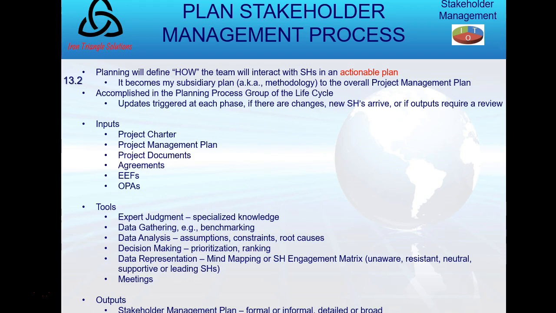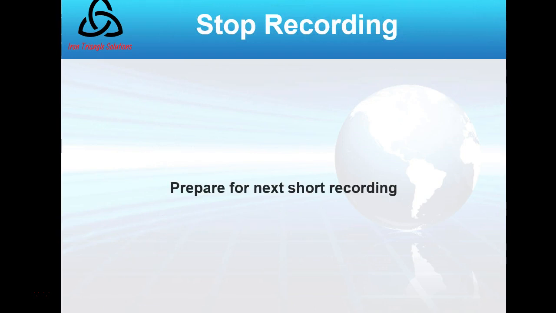As an output, notice the plan is called Plan Stakeholder Engagement, and the output is the Stakeholder Engagement Plan. You're just moving the words around. Plan Stakeholder Engagement Process. The output is the Stakeholder Engagement Plan. Okay, and that's all there is to that. I'm going to stop here, and we will pick it up again with Manage Stakeholders.